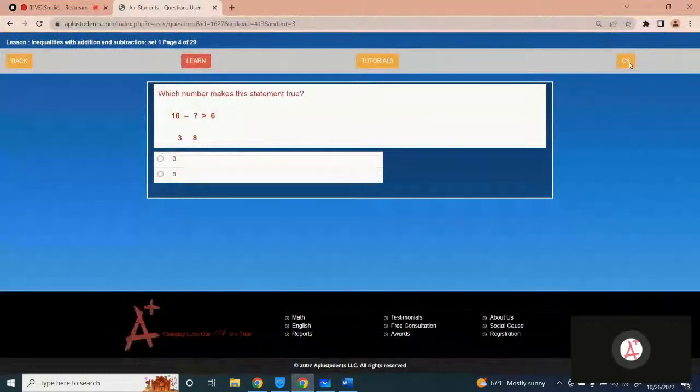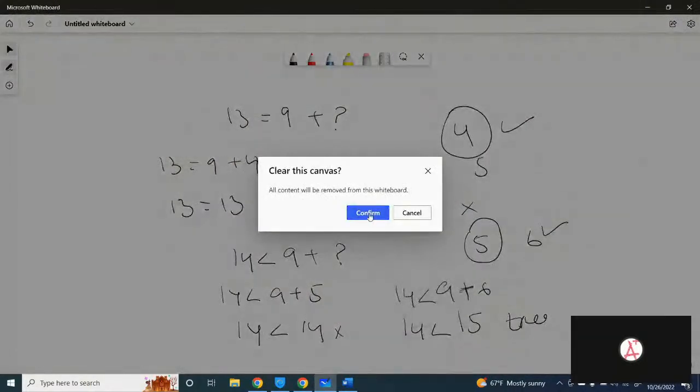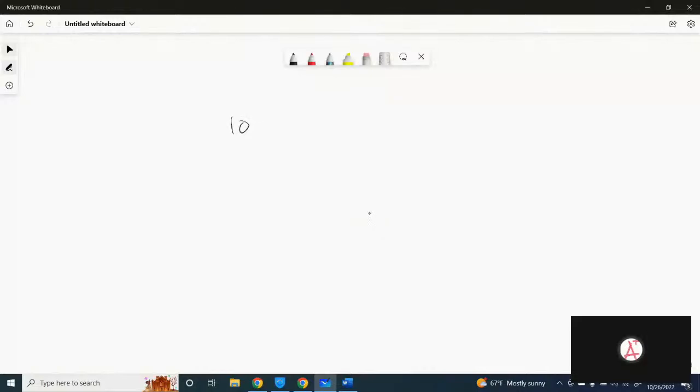Okay, the next one is 10 minus the missing number is greater than 6, and the options are 3 and 8. Let's check the first option. 10 minus 3 is greater than 6. 10 minus 3 is 7. 7 is greater than 6. Yes, that means the correct option is 3. Got it?